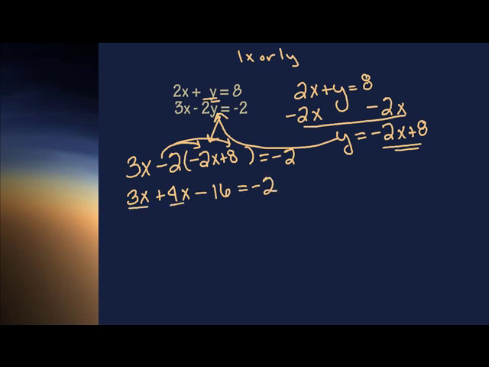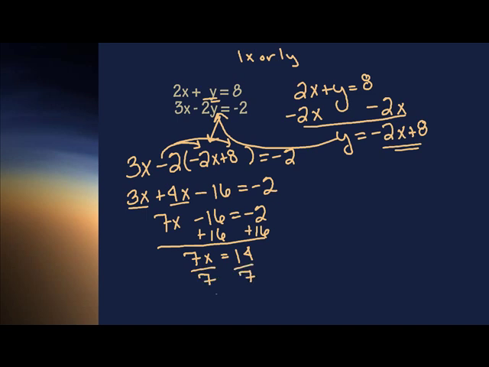Now I'm going to collect like terms. So 3x plus 4x is 7x minus 16 equals negative 2. Now I want to get 7x by itself, so I'm going to add 16 to both sides of the equal sign. Remember, we have to keep it balanced. So I'm going to get 7x equals, now negative 2 plus 16 is 14. Divide by 7 to get x by itself, and I get x equal to 2.